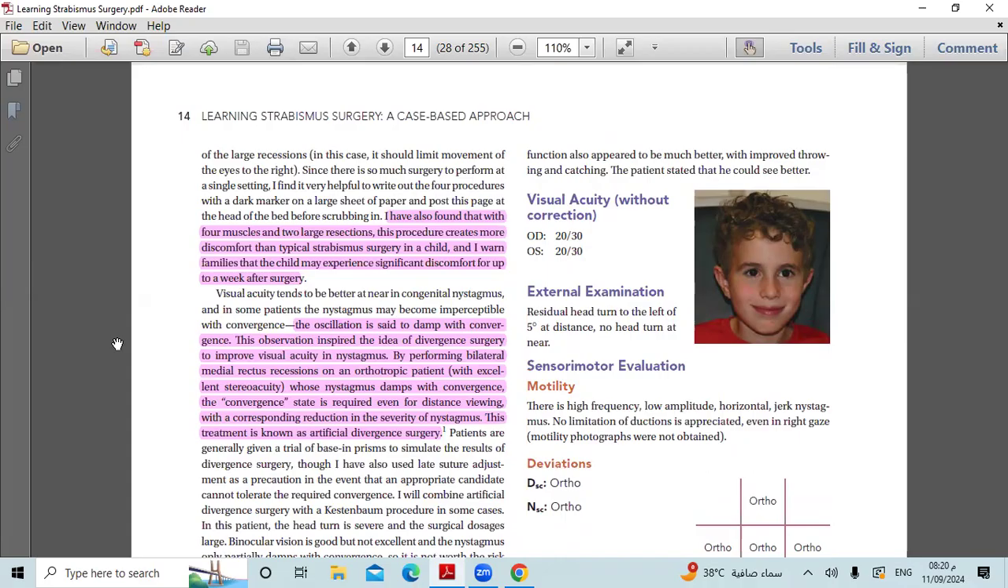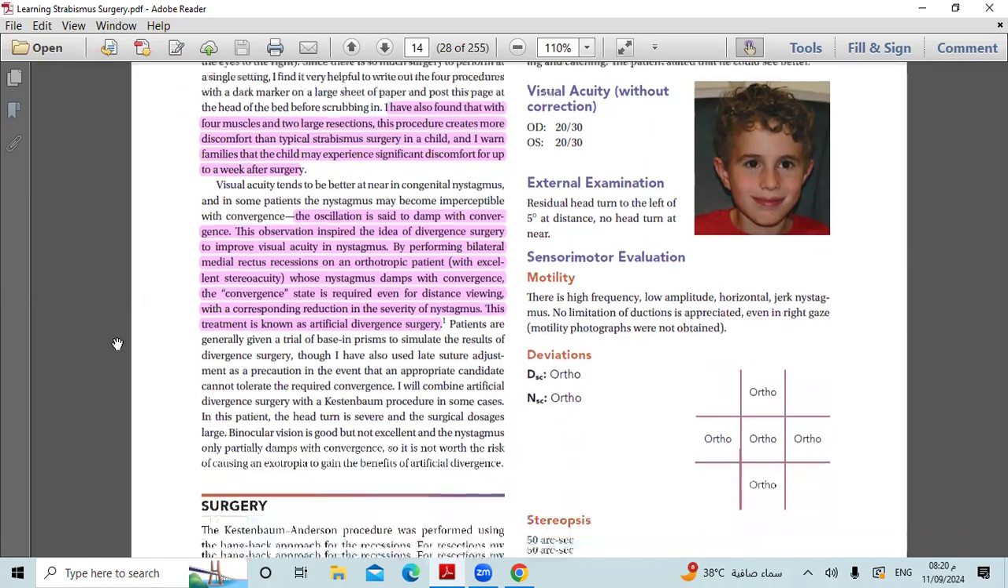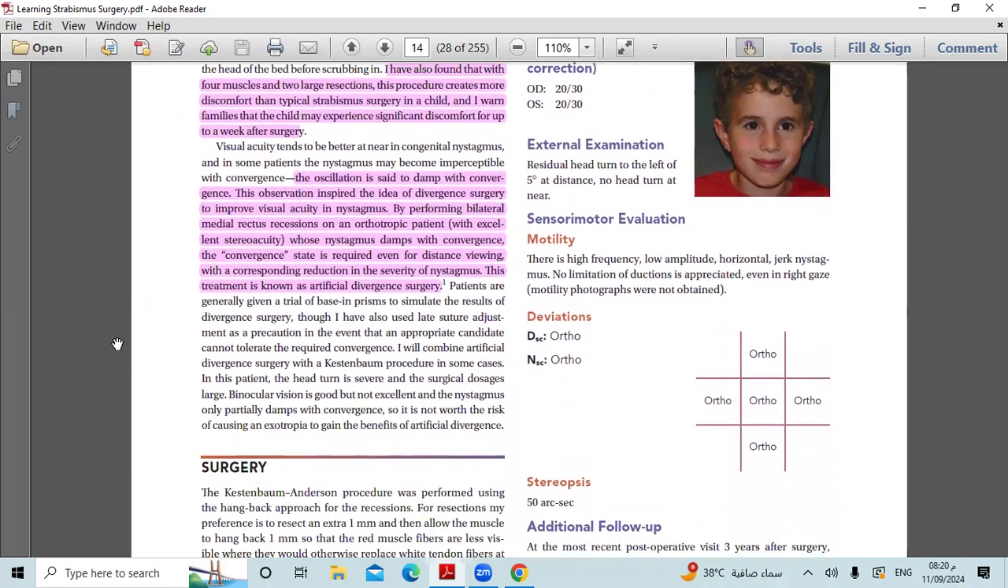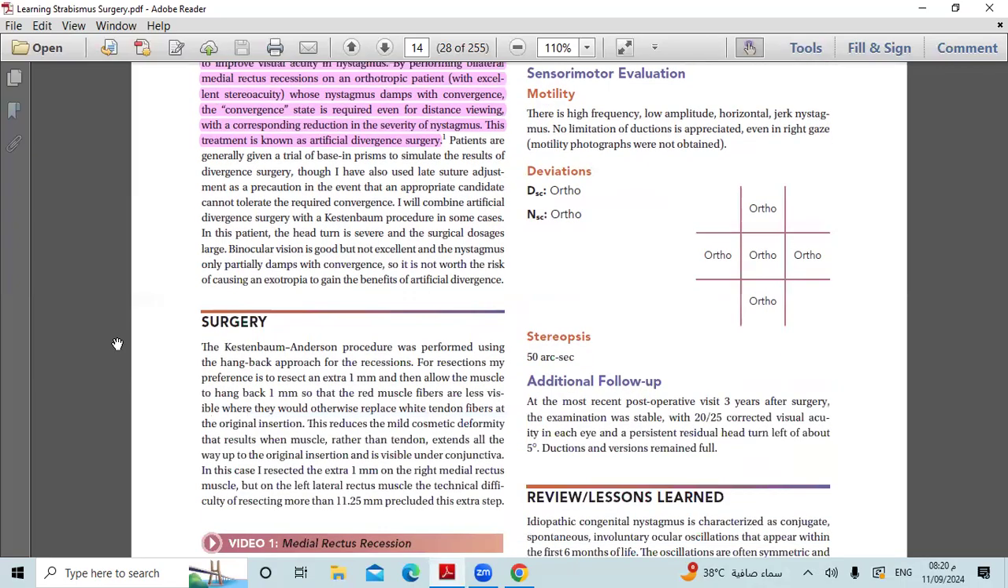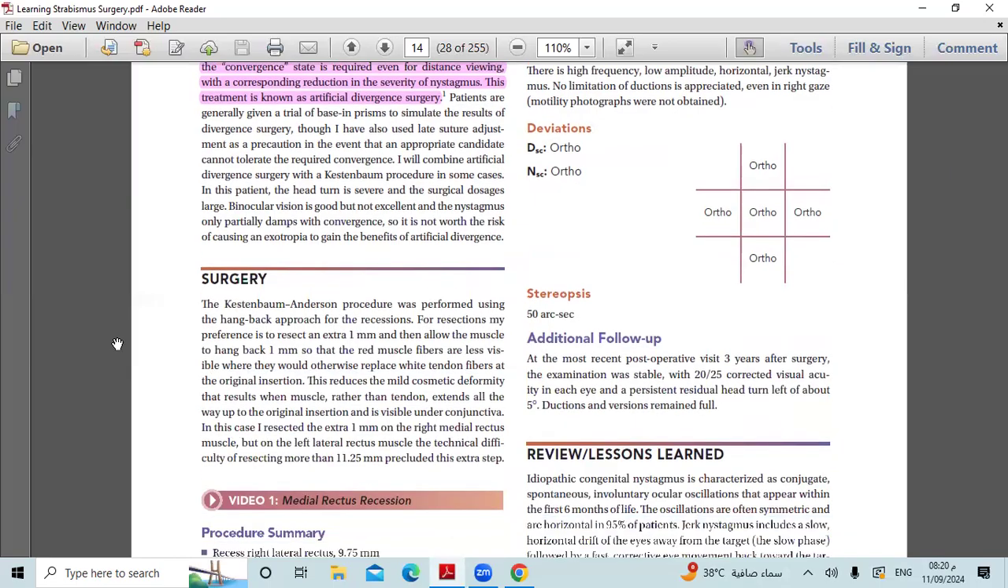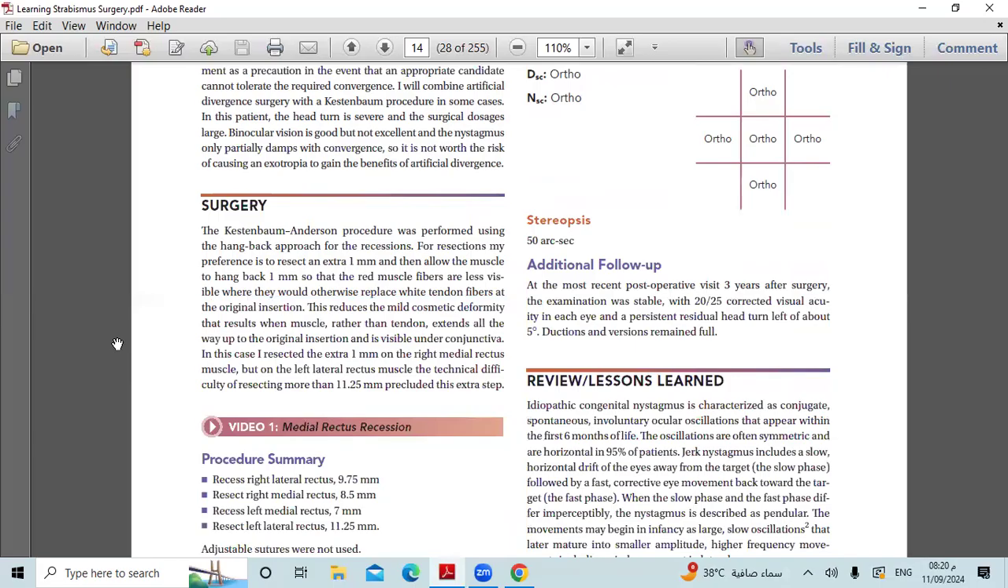External examination: residual head turn to the left of 5 degrees at distance, no head turn at near. Sensorimotor evaluation, motility: there is a high frequency, low amplitude horizontal jerk nystagmus. No limitations of ductions are appreciated even in right gaze. Motility photographs were not obtained. Deviations are ortho for distance and near. Stereopsis is again 50 arc seconds.